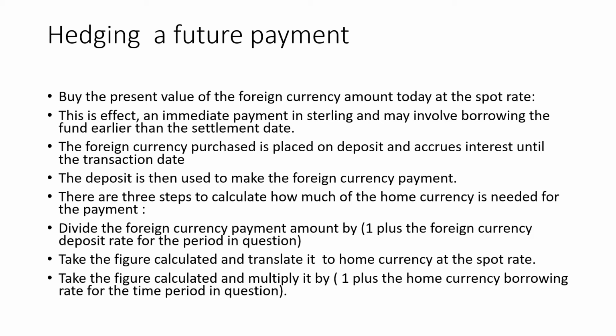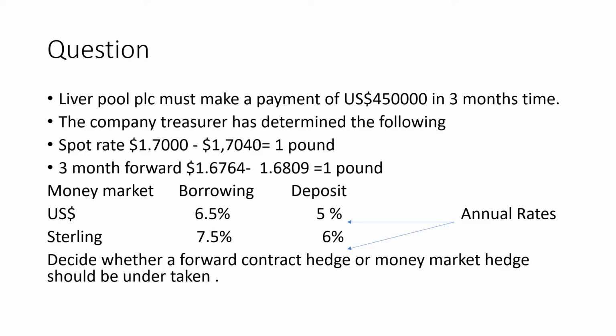If you are making a payment in 6 months or 3 months or 4 months, we have to see how that will be helpful in earning a certain amount of interest, and how much interest you will be earning, so it will help in making the payment in the future. Now this whole mechanism can be easily understood with the help of this example.